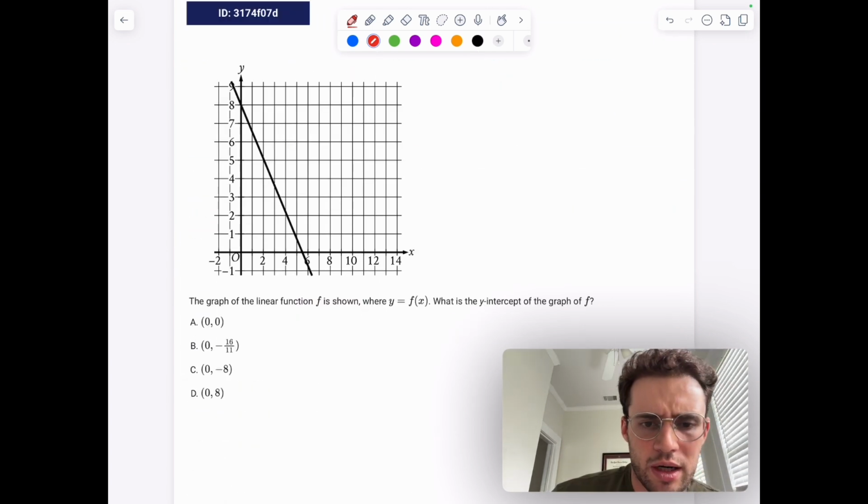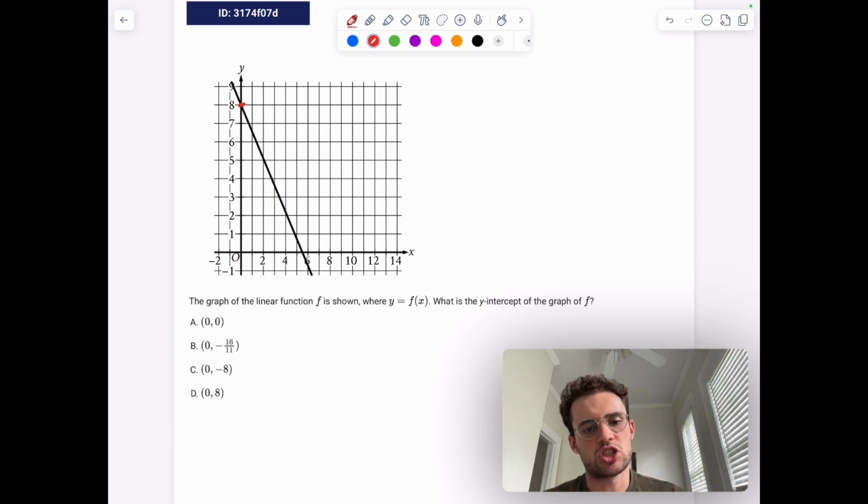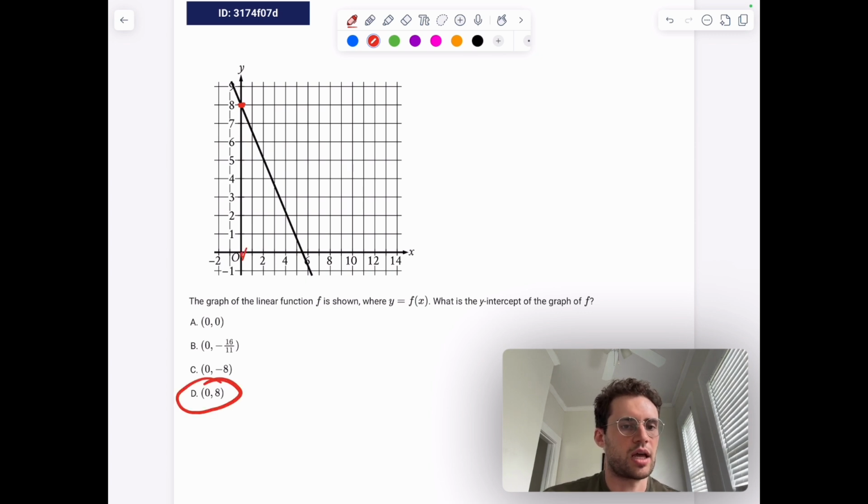We have a coordinate plane here with a line going through it. The y-intercept is 8. The x-intercept seems to be somewhere between 5 and 6. The graph of the linear function f is shown where y equals f of x. What is the y-intercept of the graph of f? All right, well, it's right there. It's just (0, 8). It's 0 over, 8 up.